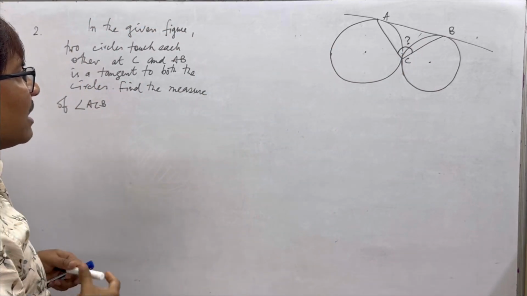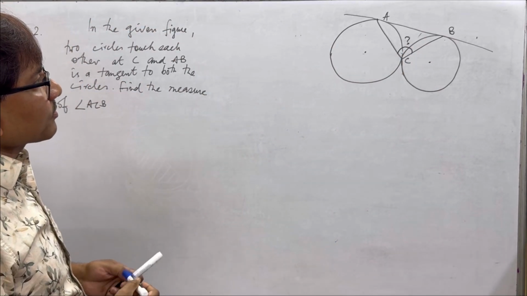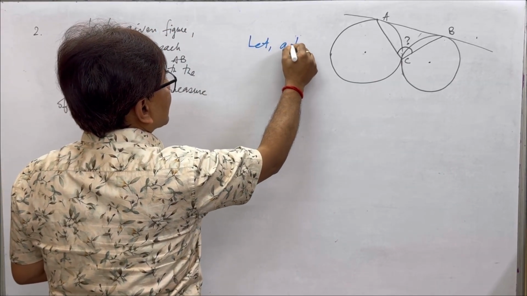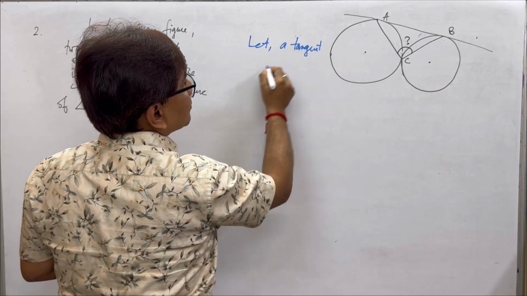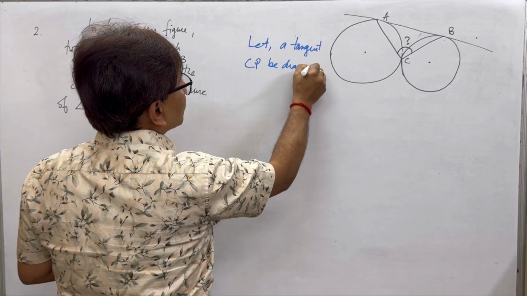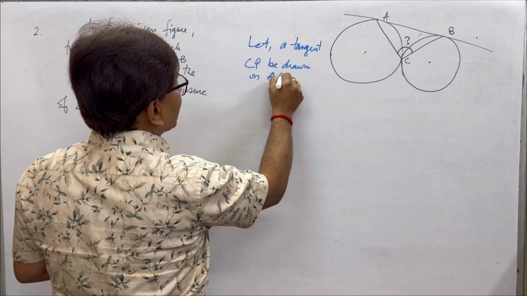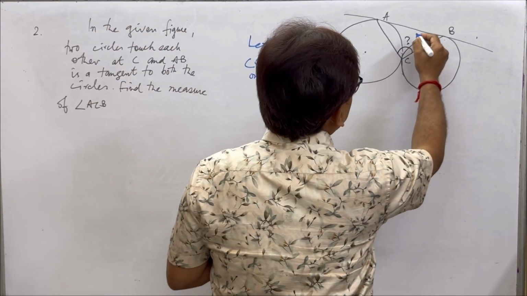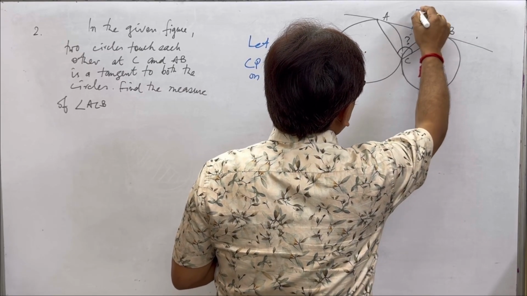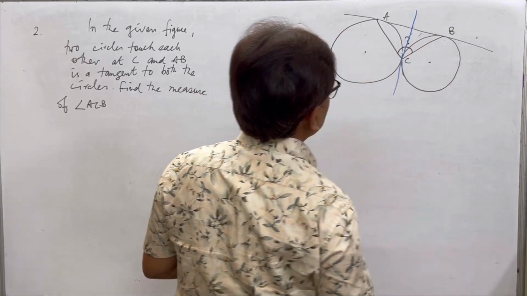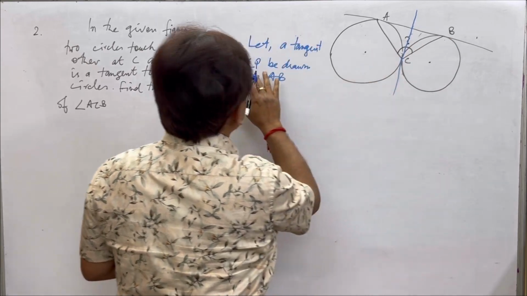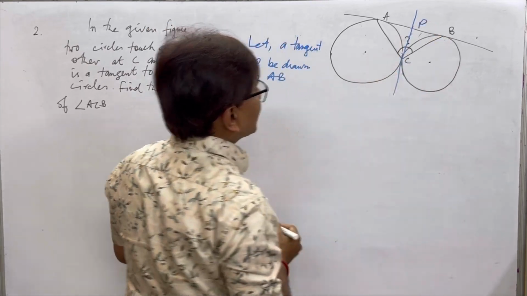Okay. Now let a tangent CP be drawn on AB. So draw a tangent. A tangent has been drawn. We are giving the name P, CP.